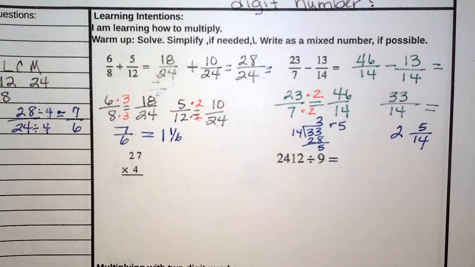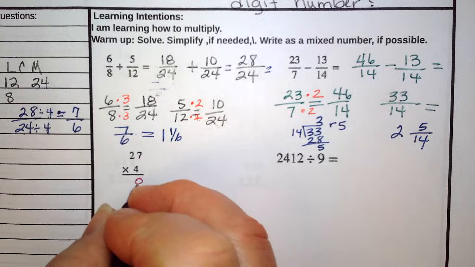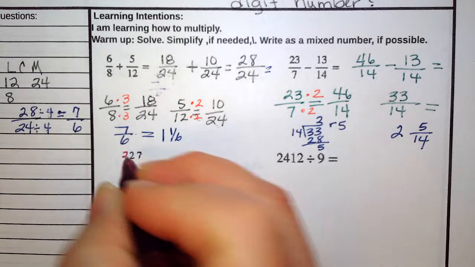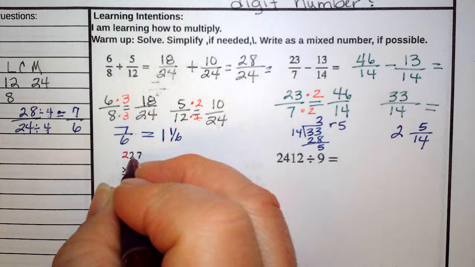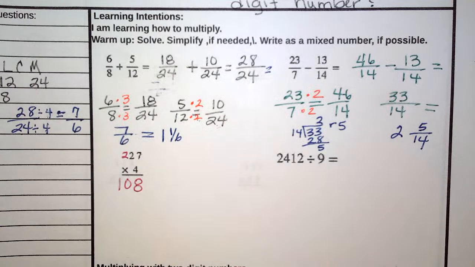Now you've got a multiplication. We're multiplying by 4. Quick and easy. 4 times 7 is 28. Carry my 2. 4 times 2 is 8, plus 2 is 10. 108.